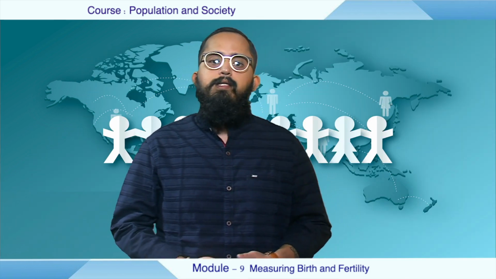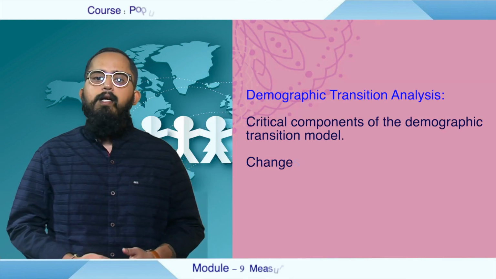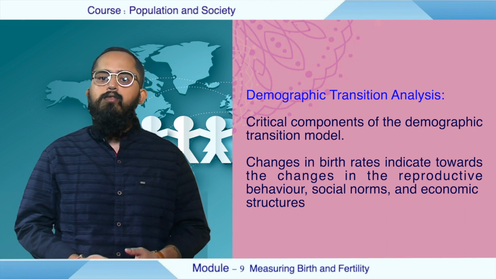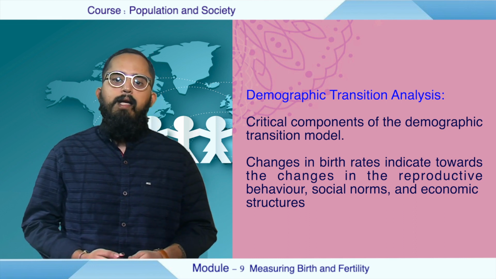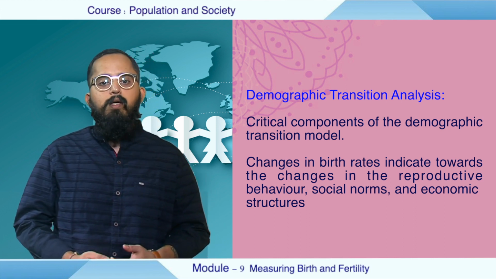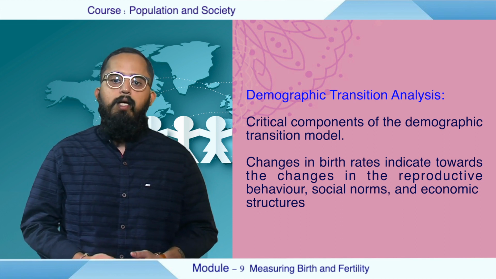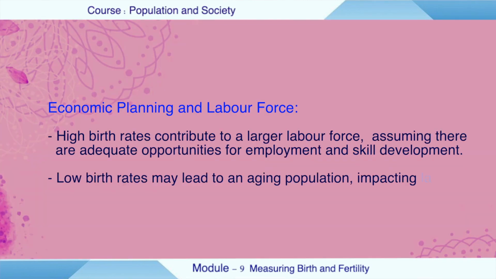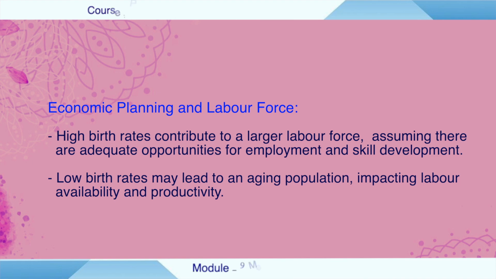The third significance is demographic transition analysis. The birth and fertility rates are critical components of the demographic transition model. As societies progress through different stages of development, changes in birth rates indicate changes in reproductive behavior, social norms, and economic structures. The fourth significance is economic planning and labor force. Higher birth rates contribute to a larger labor force, which can be advantageous for economic development, assuming there are adequate opportunities for employment and skill development. Conversely, lower birth rates may lead to an aging population, impacting labor availability and productivity.